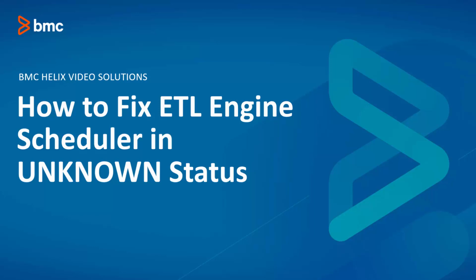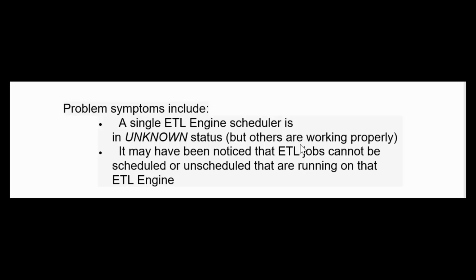In this video, we are going to see how to fix the ETL engine scheduler unknown status issue in capacity optimization. Problem symptoms include a single ETL engine scheduler being in unknown status while others are working properly, or it may have been noticed that ETL jobs running on that ETL machine cannot be scheduled or unscheduled.